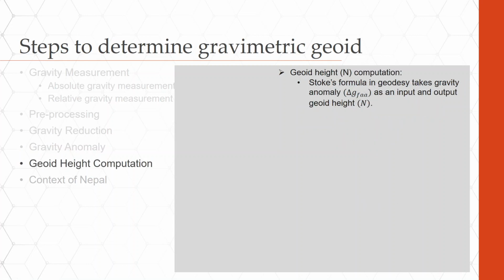The next step is geoid height computation. The Stokes formula in geodesy takes the gravity anomaly as an input and outputs the geoid height N. So this is how geoidal height is computed from gravity measurements.